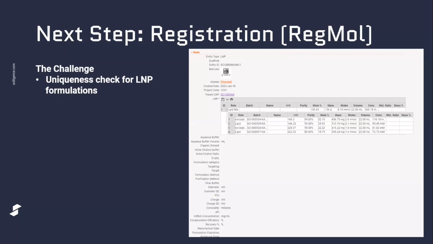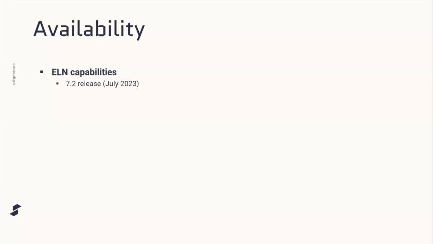So you might be wondering when these will be available. Well, the ELN capabilities will be available in 7.2, which is currently slated for July of this year. And the regmol capabilities are slated for 7.3, which will be around November of this year.